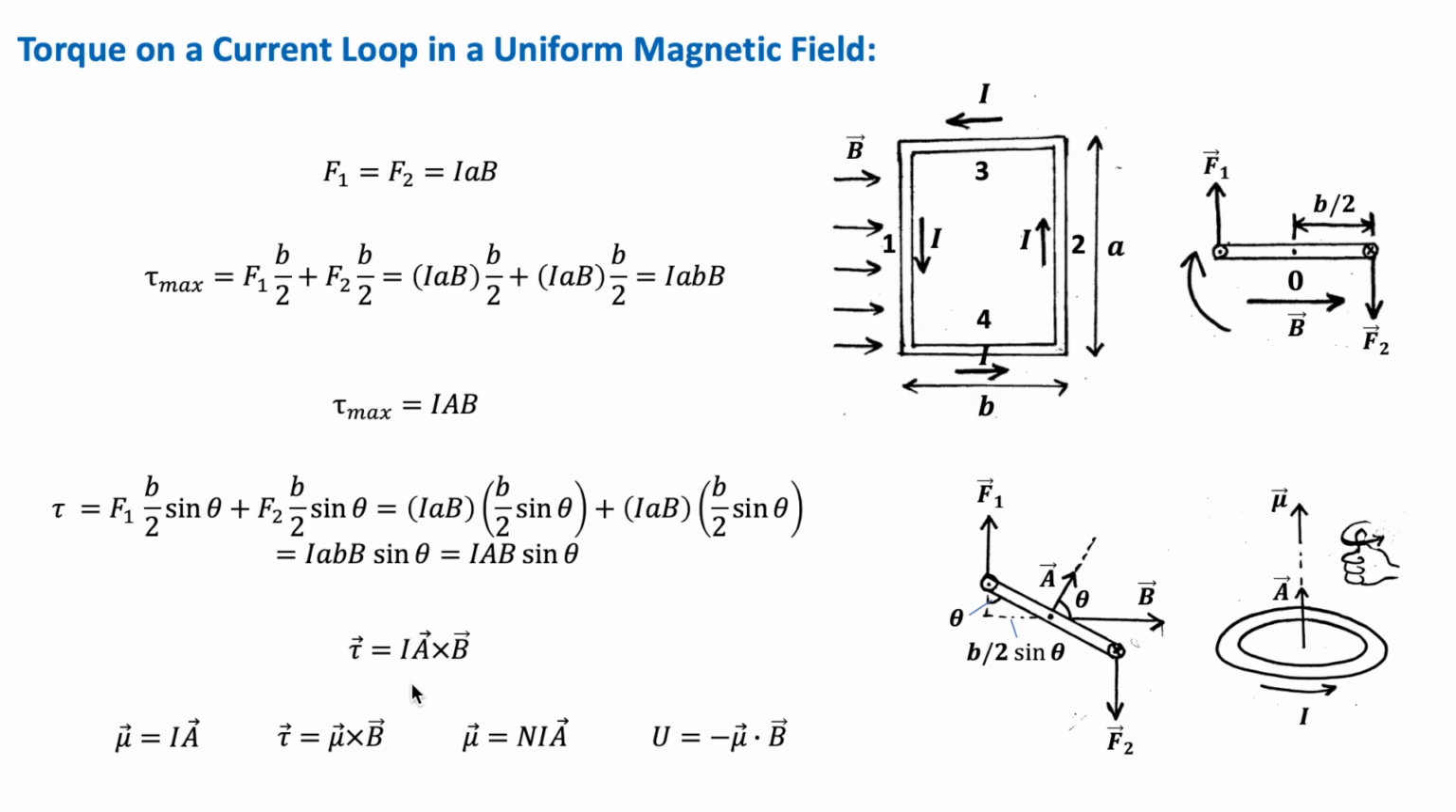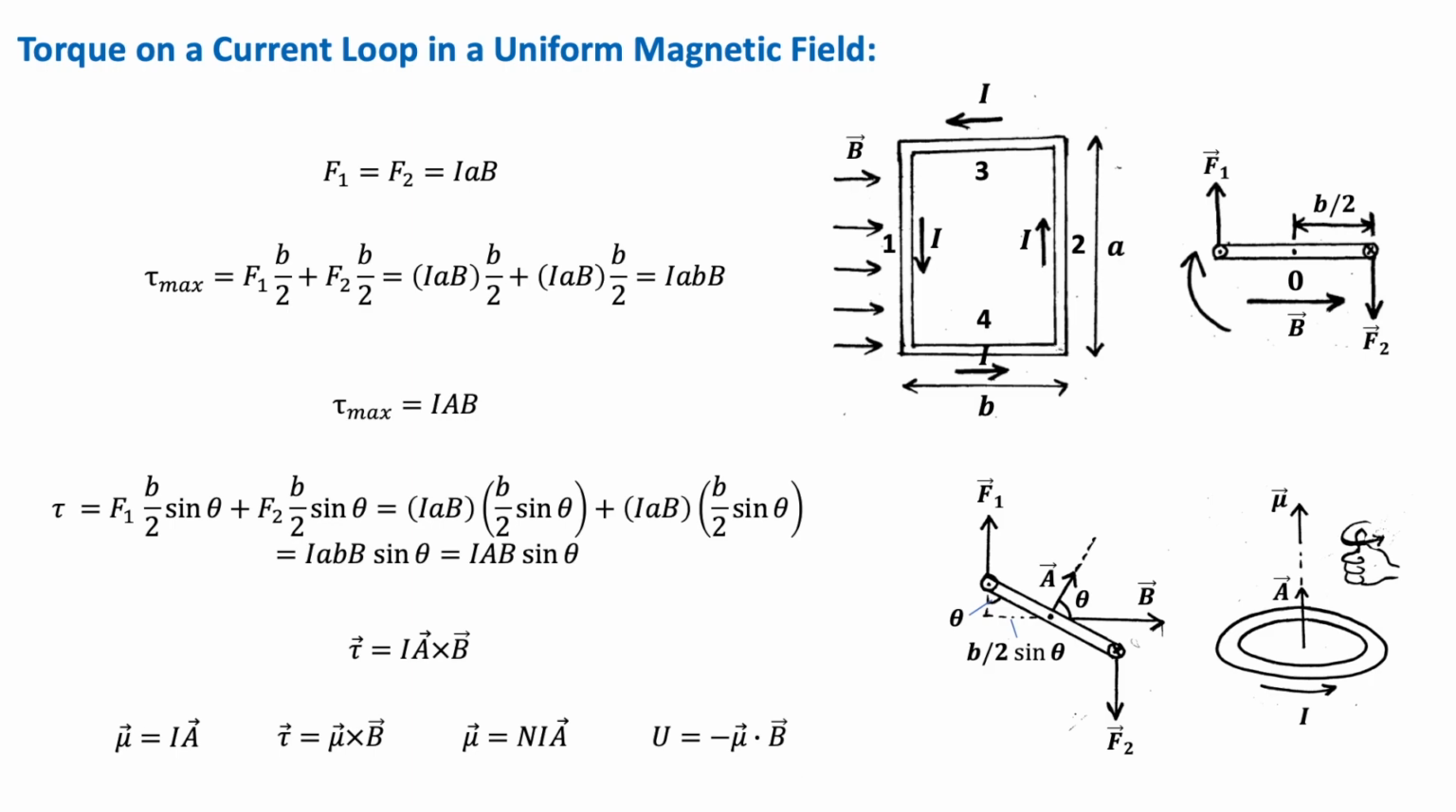So note that the loop tends to rotate in the direction of decreasing values of theta towards A being aligned to B. Okay, so it tends to go to the state of A being aligned to B. And the magnetic dipole moment mu of the loop is defined by this equation. So mu is equal to IA.